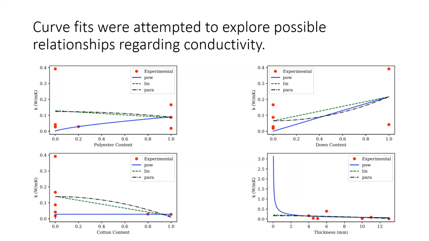We also tried to make power law, linear, and parabolic curve fits of the thermal conductivity with respect to different aspects of the jacket. We tried to model how the thermal conductivity changes with varying polyester, down, and cotton content, as well as the thickness of the jacket. However, we were not able to find a clear correlation between the thermal conductivity and these properties.